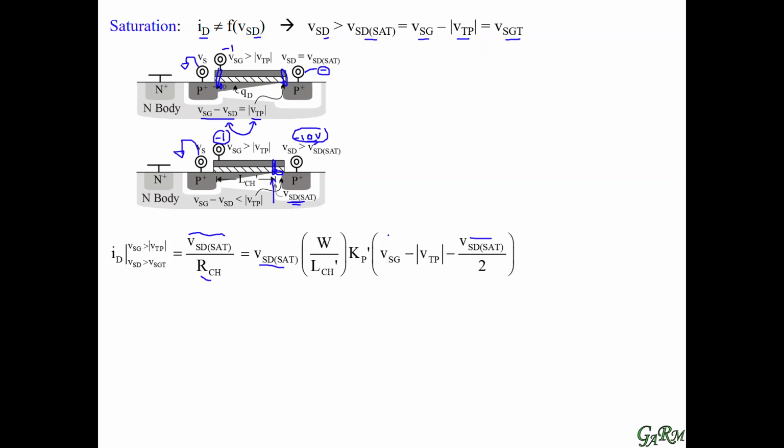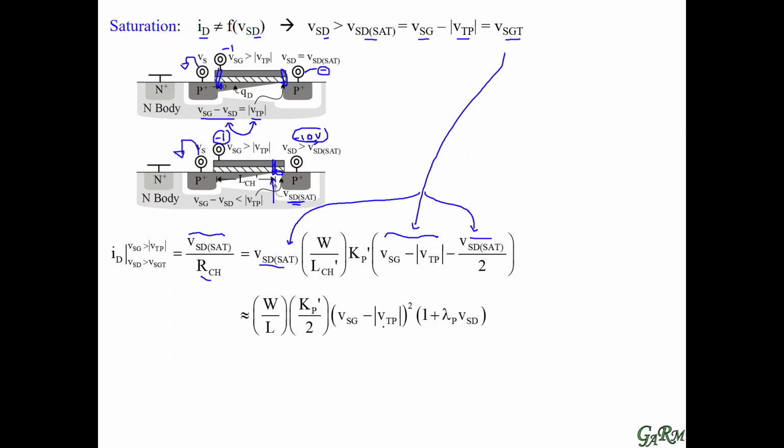One thing that we'll note here is that this right here is the gate drive. And we also know that VSD, the saturation voltage, is gate drive. So we have gate drive minus half a gate drive. That's half a gate drive times a gate drive, which is gate drive squared over 2. So that's what we see here, gate drive squared over 2.